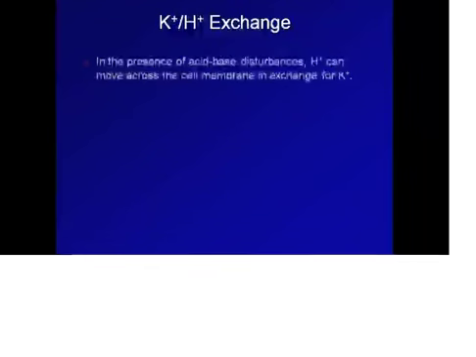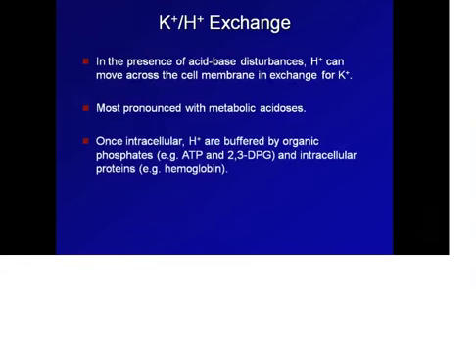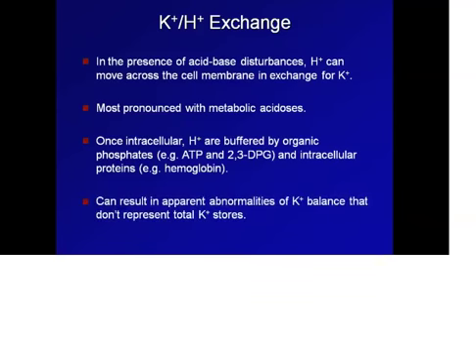In the presence of acid-base disturbances, hydrogen ions move across the cell membrane in exchange for potassium. This effect is most pronounced with metabolic acidoses. Once intracellular, hydrogen ions are buffered by organic phosphates and hemoglobin. The consequence is that there may be an apparent abnormality of potassium balance that may not represent the body's total potassium stores. That is, in the presence of acidemia, a patient can be net potassium depleted, but still hyperkalemic based on a serum potassium level.